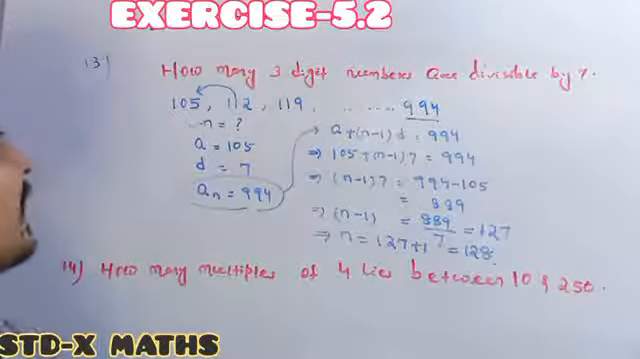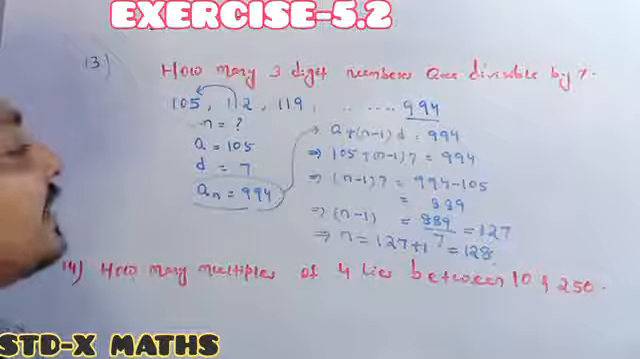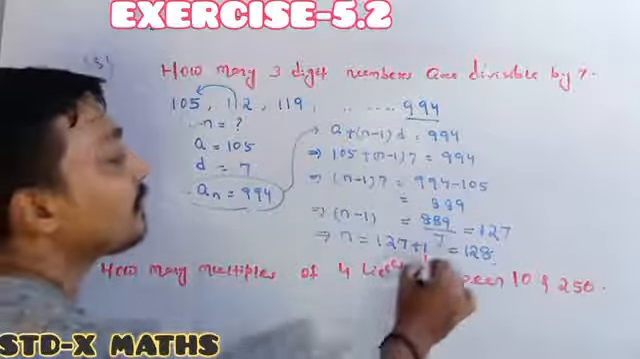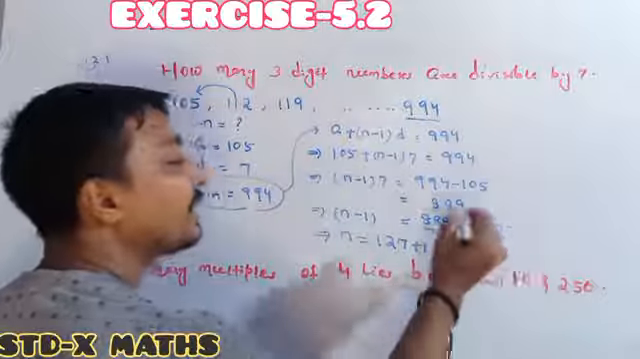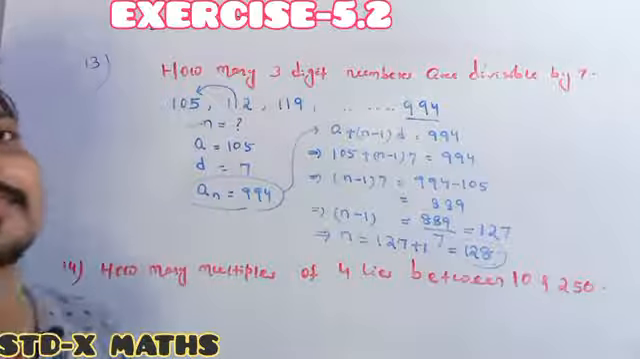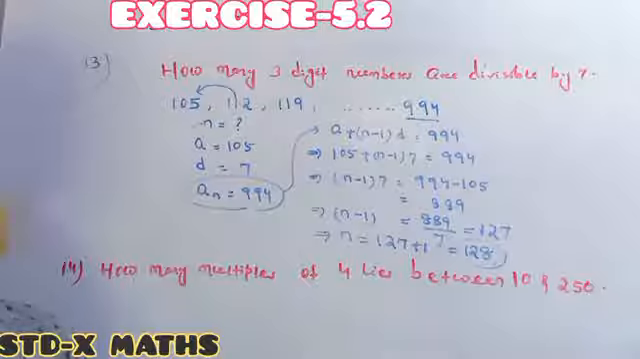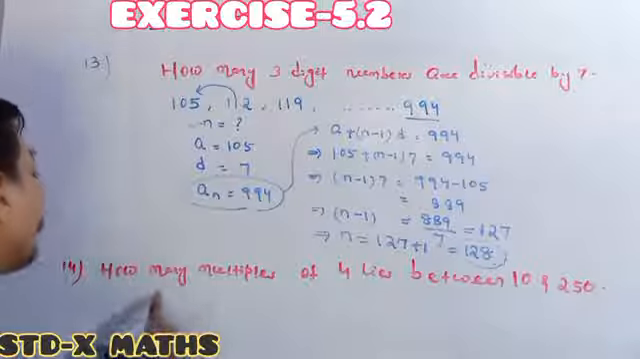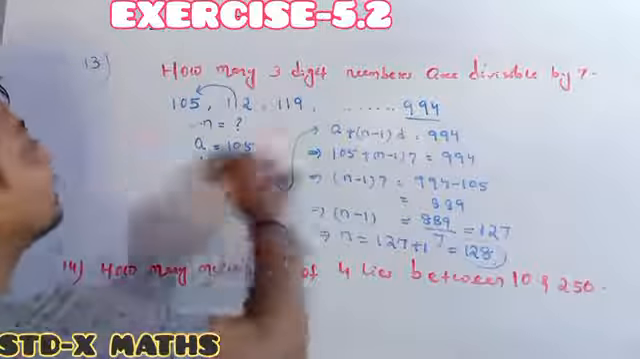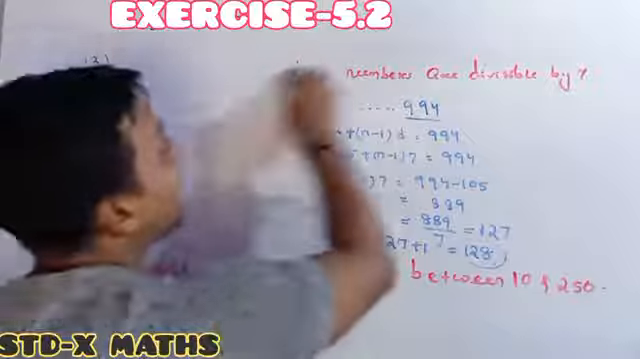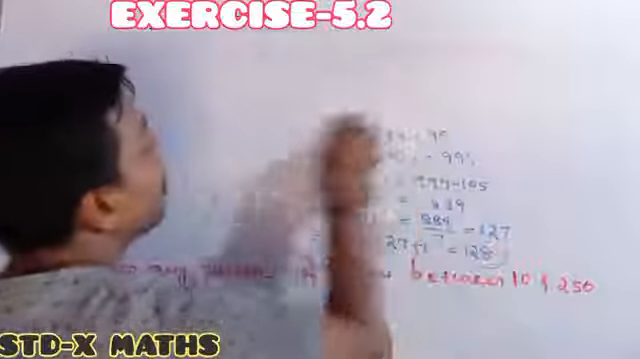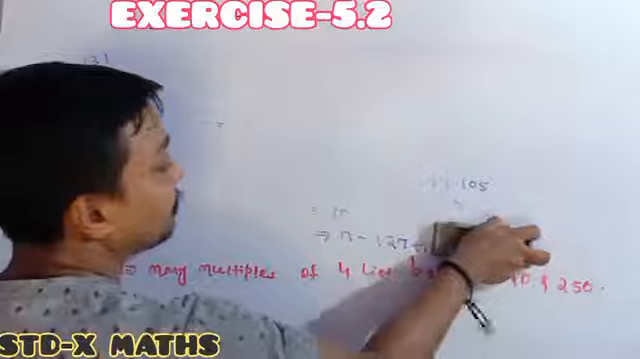Understood perfectly? So it means the number of 3-digit numbers which are divisible by 7 is 128. Perfectly understood. Just like we have done question number 13, in the same way we have to do question number 14. See, both are of similar type.